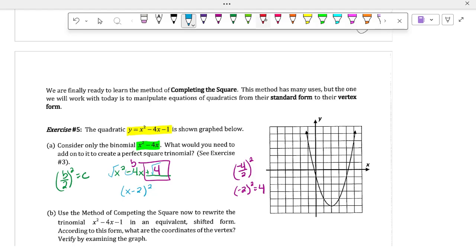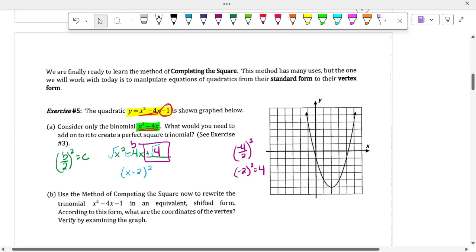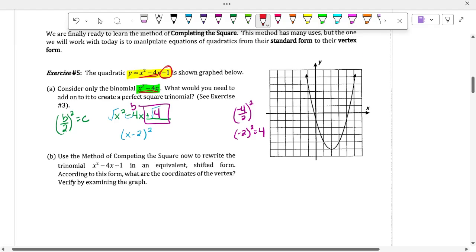Now, that was if we excluded this negative 1. That was just if we were given the x squared minus 4x, which was the first part of our function, but they did not include the negative 1. Now, we're going to talk a little bit about how we can deal with that. What we're going to do now is use part A, what we've learned previously with our squares and everything else, with our algebra tiles and with what we learned in exercise 3, and just put everything together.